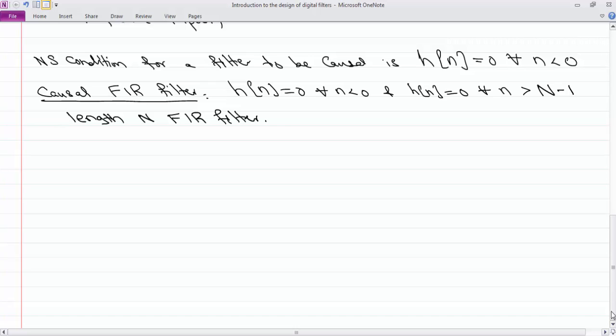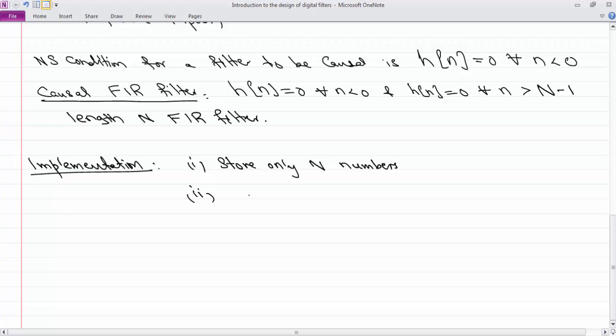Now, why do we believe that a causal FIR filter can be implemented inside a digital system? The reason is, implementation wise, you first have to store only capital N numbers. So if you have a length 256 filter, you have to store 256 numbers. So that's easy. And secondly, convolution can be directly computed.